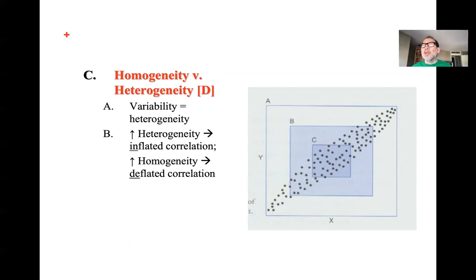Now, what will illustrate that nicely? Well, here's an illustration, I believe this is in your text, of a group of scores. Let's imagine on the X that we're talking about SAT scores, so low to high SAT scores versus low to high first year GPA. Now think of the squares as groups of students. So A is everybody, B are the slightly better students, and C are the honor students.